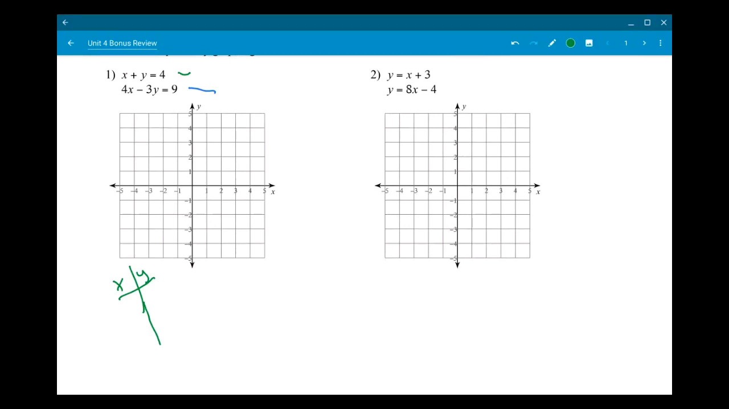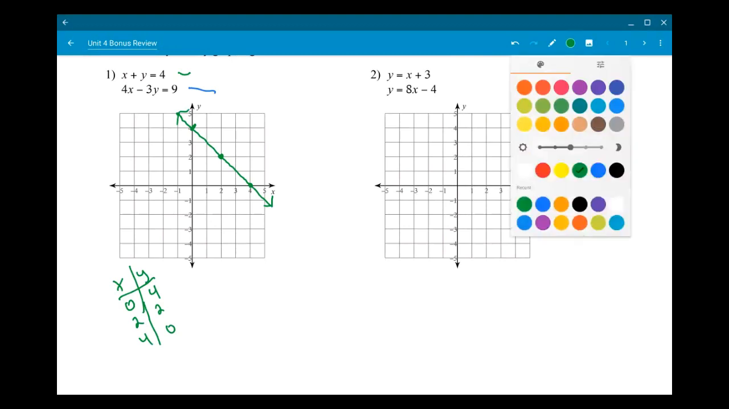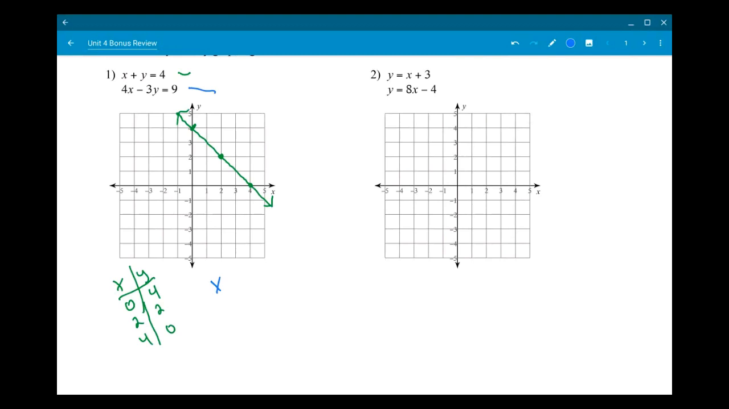I will probably graph both of these by making a table, though. For the first one, we're just looking for numbers that add up to 4. So 0 and 4, 2 and 2, 4 and 0 would all work. 0, 4 is right there. 2, 2 is right there. And 4, 0, excuse me, is right there. I'm going to connect all of those with the best line that I can. And if you can extend all the way to the end of the graph pretty easily, I would do it, because you're never entirely sure where these are going to cross.